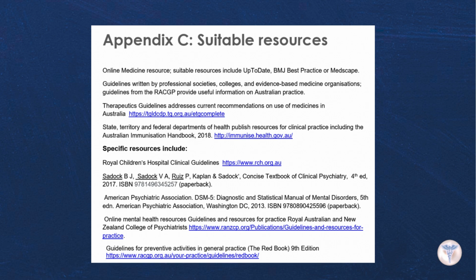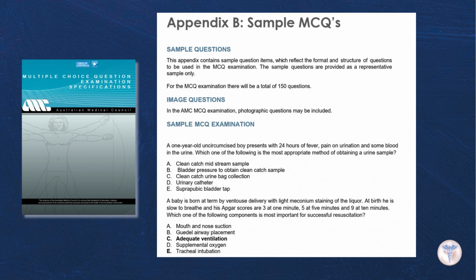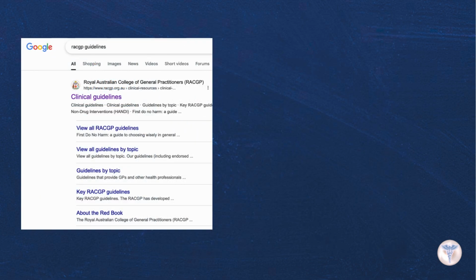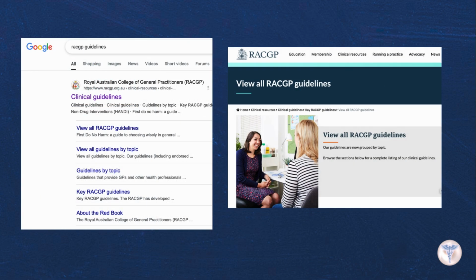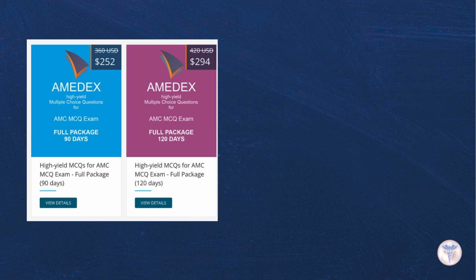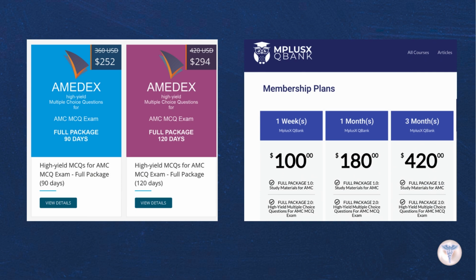The AMC has also provided sample MCQ questions which are available online. We'll be tackling the sample questions in the next videos and hopefully discuss the answers with you. Another tip is by searching for the RACGP guidelines for certain medical conditions. Some candidates also find it helpful in subscribing to online Q banks, such as the AMIDEX and MedX Q banks. You can also join review centers which conduct lectures and review of latest recalls.